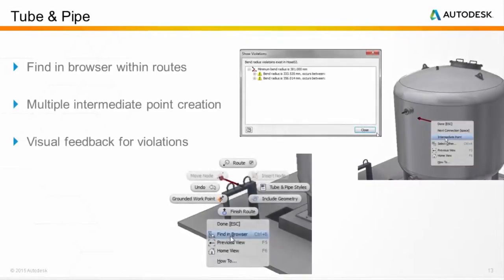The Find in Browser context menu option in the tube and pipe environment is now enabled during route creation and also when placing flexible hose fittings.